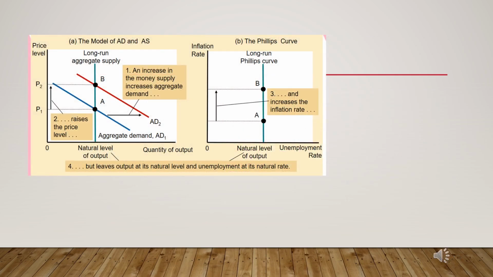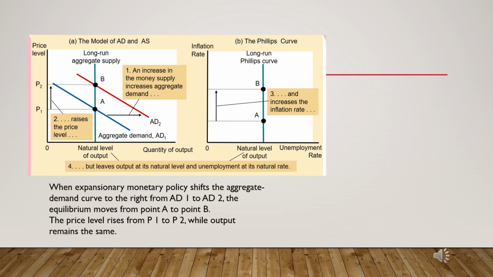Now let us see how the long-run Phillips curve is related to the model of aggregate demand and aggregate supply. As you can see from the figure, the vertical long-run Phillips curve and the vertical long-run aggregate supply curve are related to each other. In the first figure, an increase in the money supply shifts the aggregate demand curve to the right, from AD1 to AD2. As a result of this shift, the long-run equilibrium moves from point A to point B. The price level then rises from P1 to P2, but because the aggregate supply curve is vertical, output remains the same.